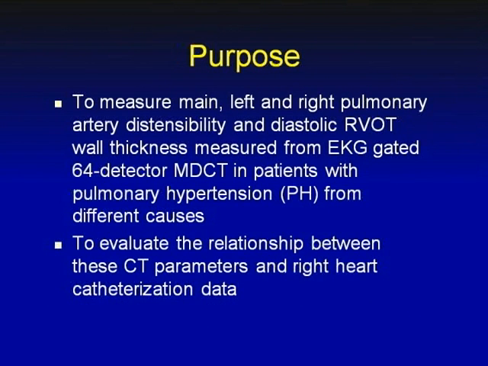So as we all know, CT is a very commonly, routinely done procedure in these patients to exclude other associated cardiac or lung abnormalities, and we thought, why not evaluate the pulmonary arteries in this case? So the purpose of this case study was to evaluate the pulmonary artery distensibility and right ventricular outflow wall motion in patients with known pulmonary artery hypertension who had a gated EKG CT. We also evaluated the relationship of all these parameters along with the right heart catheterization data.